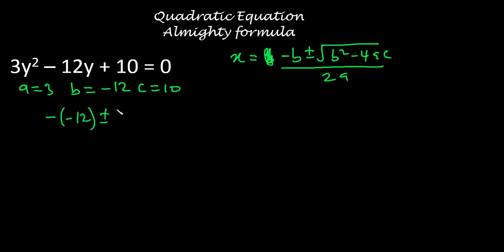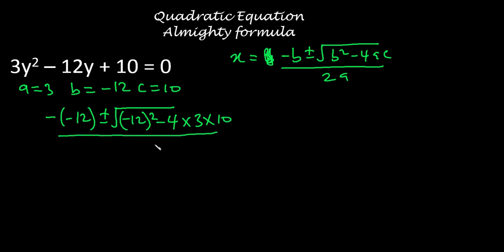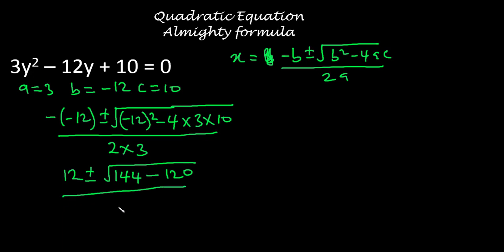So minus 12 plus or minus square root. What's our b? Our b is minus 12 squared minus 4 times, what is our a? 3 times, what is our c? 10, everything over 2 times 3. Now, minus times minus is what? Plus. So this is 12 plus or minus, what is square root of minus 12 squared? 12 times 12 is 144, minus times minus is plus. So this is 144. Minus 4 times 3 is 12. 12 times 10 is 120, everything over 6.